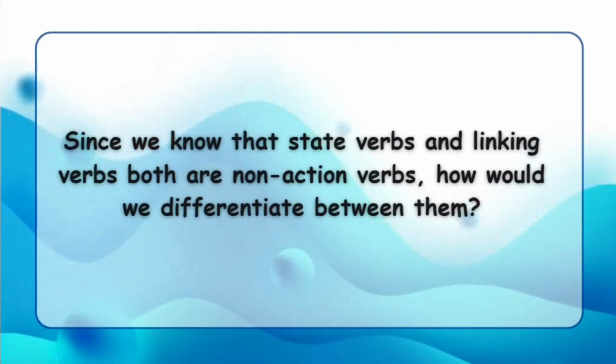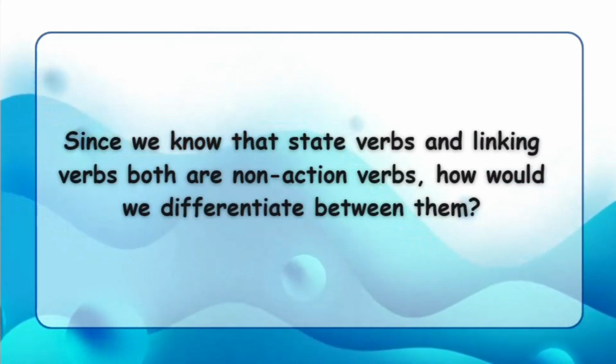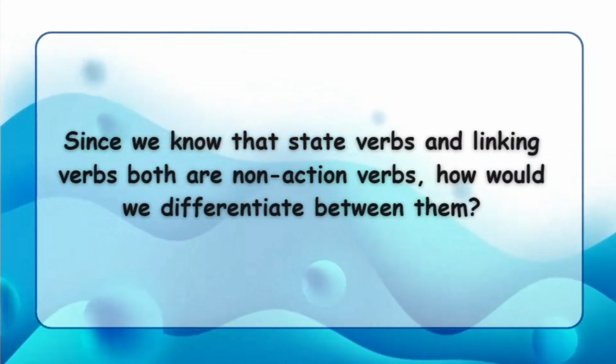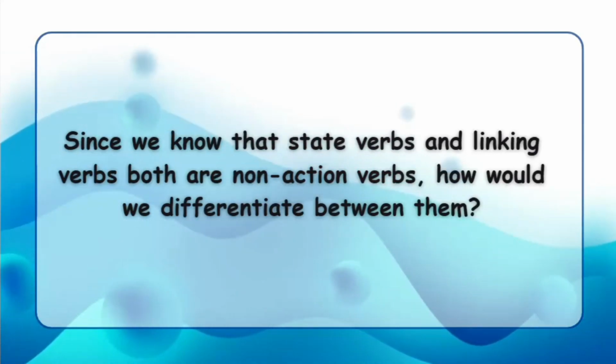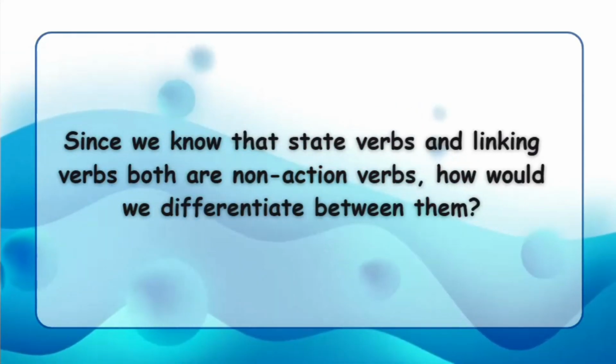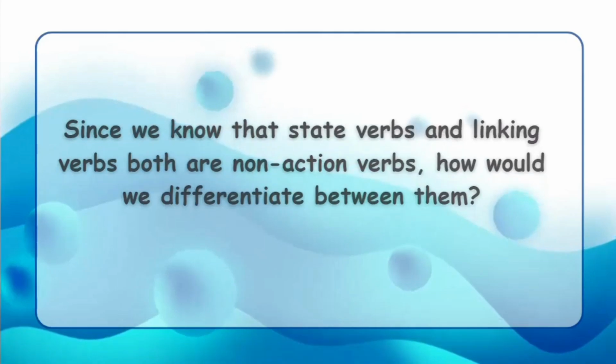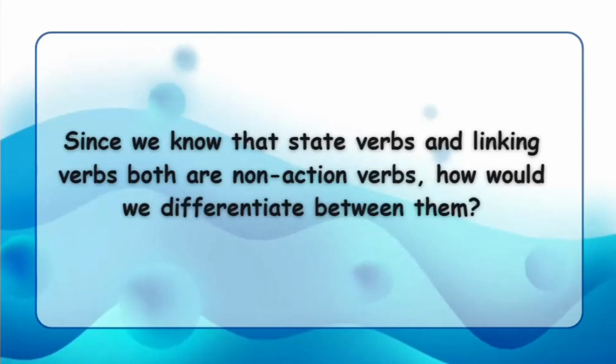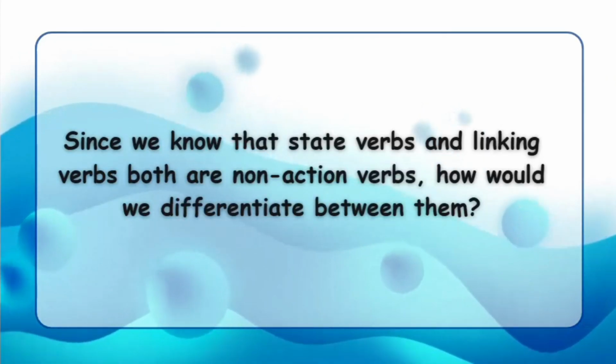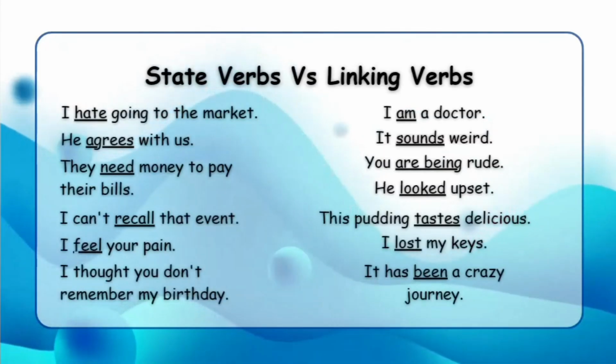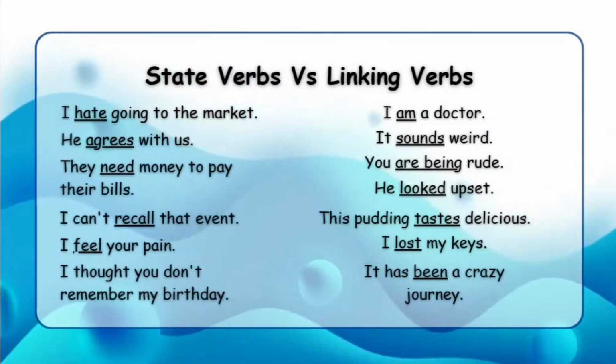Since we know that state verbs and linking verbs both are non-action verbs, now how would we differentiate between them? How would we know whether taste or is, am, are, was, were is a linking or a state verb? So you need to use your knowledge and common sense because the only way to differentiate both of them is how they are used in sentences.